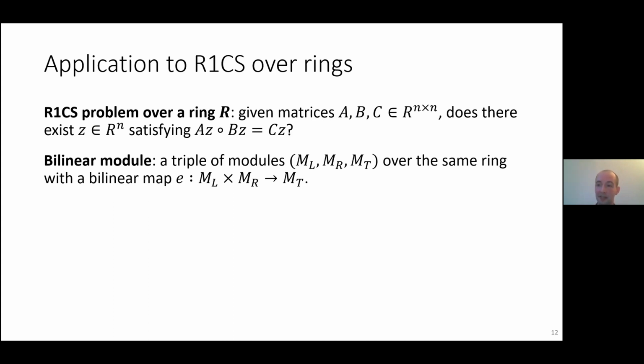So our scalar product arguments are going to work with commitments defined over these bilinear modules. And for a bilinear module, we're going to have a left module, which you can think of as being like messages, a right module, which you can think of as being like commitment keys, and a target module, which you can think of as being like commitments, and some kind of bilinear map, some kind of way of multiplying these two things together.